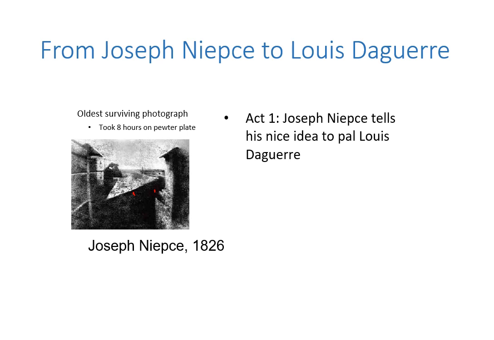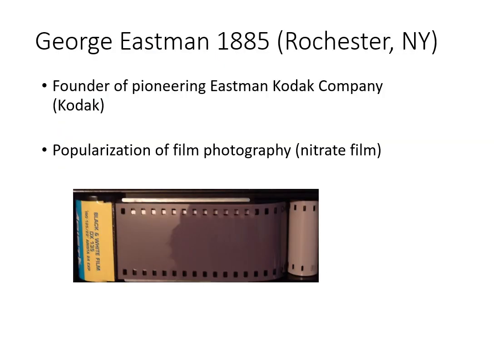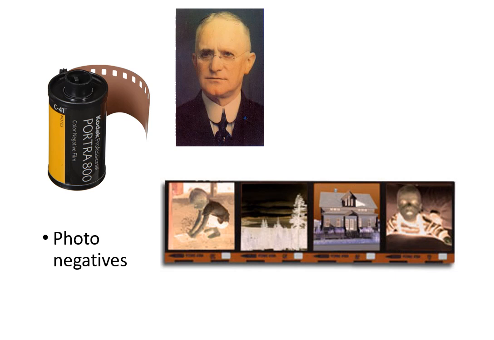Then Niépce told his idea of how to obtain a photograph to Daguerre, and Daguerre improved the idea and named it daguerreotype. And then he made history and money. George Eastman, in 1885, was the founder of the Eastman Kodak Company and popularized film photography. And finally, from this, he obtained negatives. So this is the end of this video.